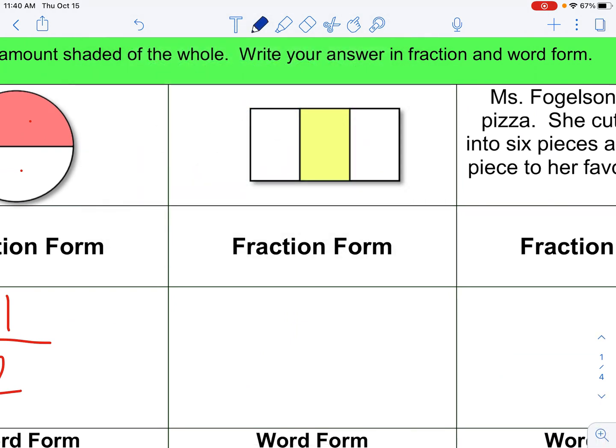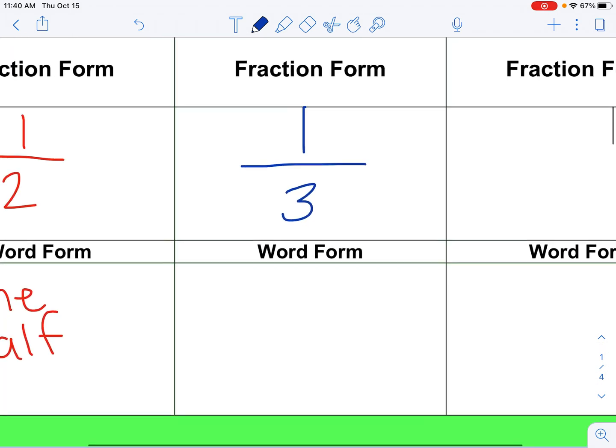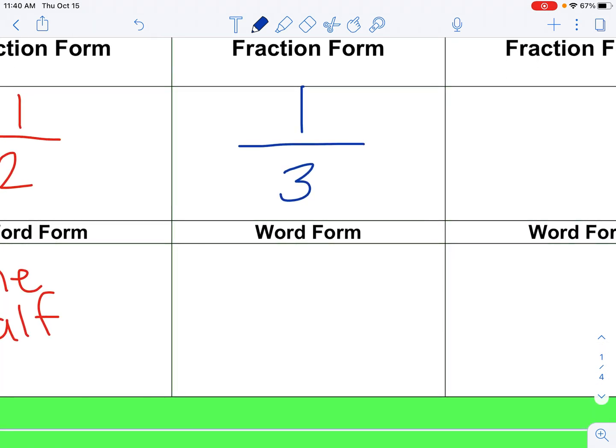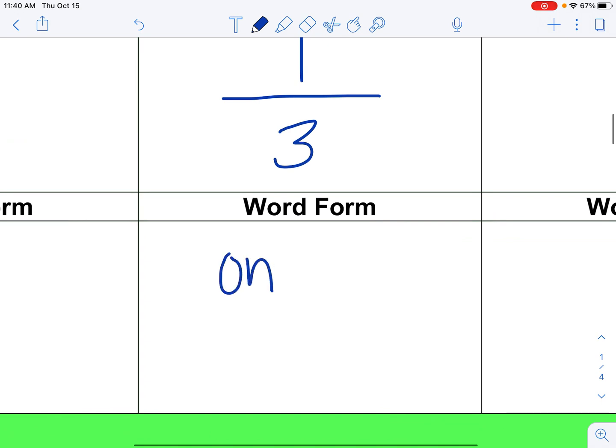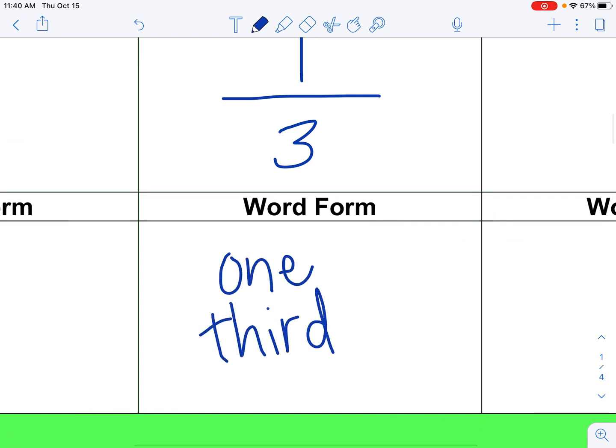Alright, now let's look at the second one. The second one, I have how many pieces all together? 1, 2, 3. And how many pieces shaded in? 1. So that's my fraction, 1/3. So then I write that in word form as 1/3.